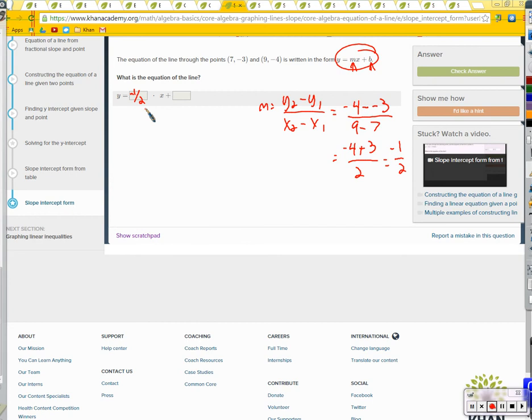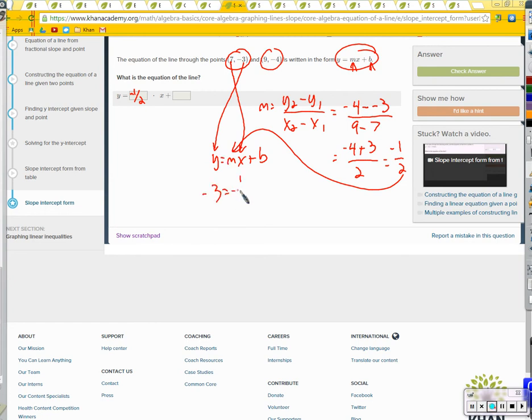Well, I have an equation, y equals mx plus b. I just found the slope. And I have an x and a y, and I have another x and a y. I have my choice of either point that I want to use. If I plug 7 into this equation I'm trying to write, I know that I should get out negative 3.